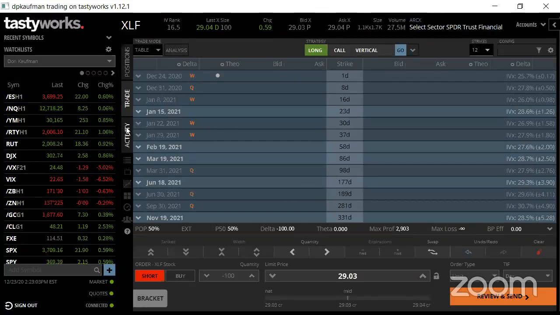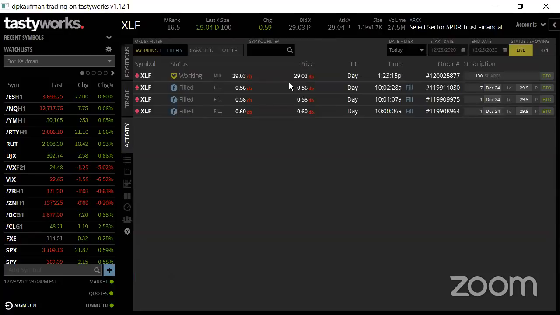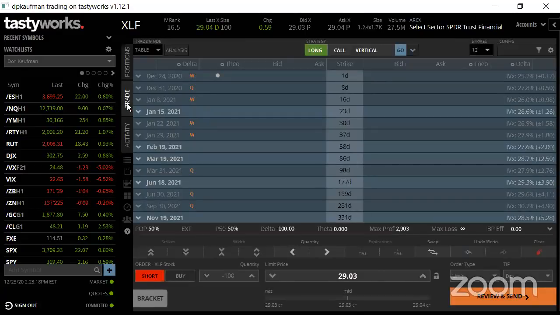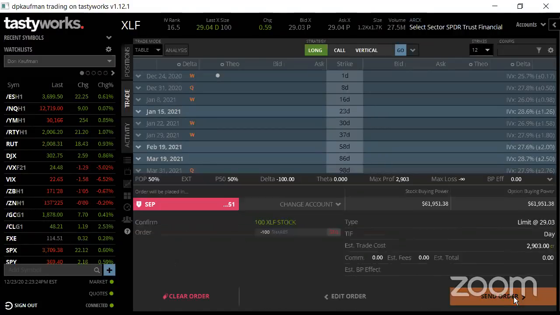So I went out there and just filled moments ago. And again, I want to make sure that everybody sees the activity here. I went and filled at 29.03, the exact time of execution. I bought to open. I was trading a little bit in the XLF earlier today. Come back over to the trade tab, and I want to get out of it. Where do I want to get out? I don't know. Maybe I want to buy at 29.03 and I'll sell at 29.03.